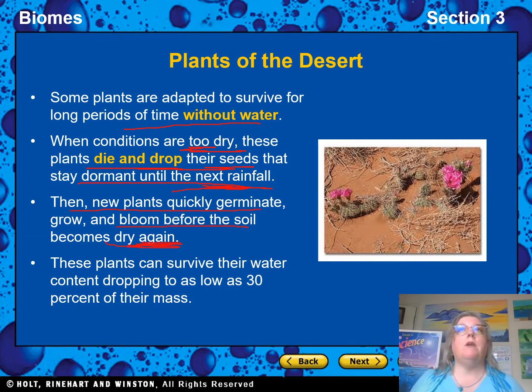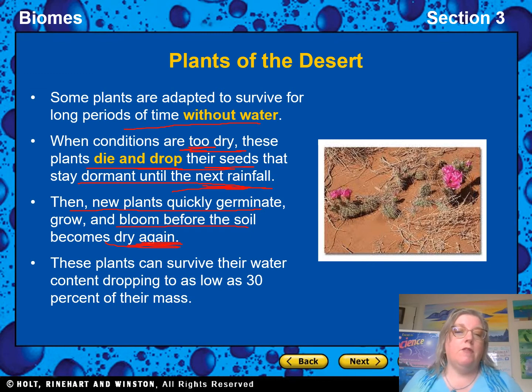So some of the most beautiful pictures in the world are a desert right after the rain, because they know that they've got to use that water as quickly as they can before it runs out. So everything's going to flower and bloom all at once. Flower, bloom, make seeds before it dies again.